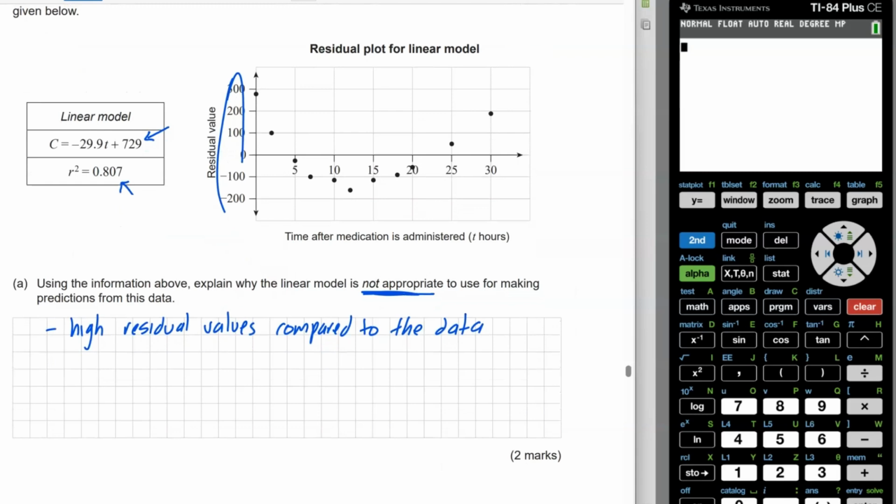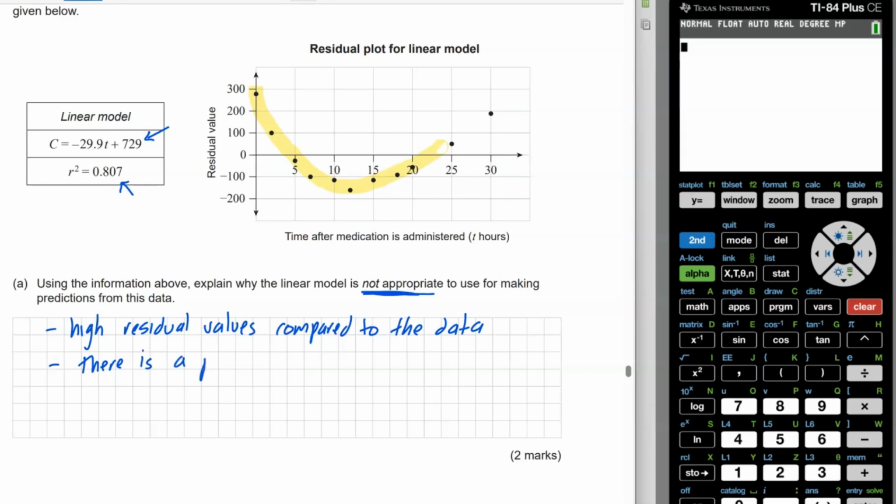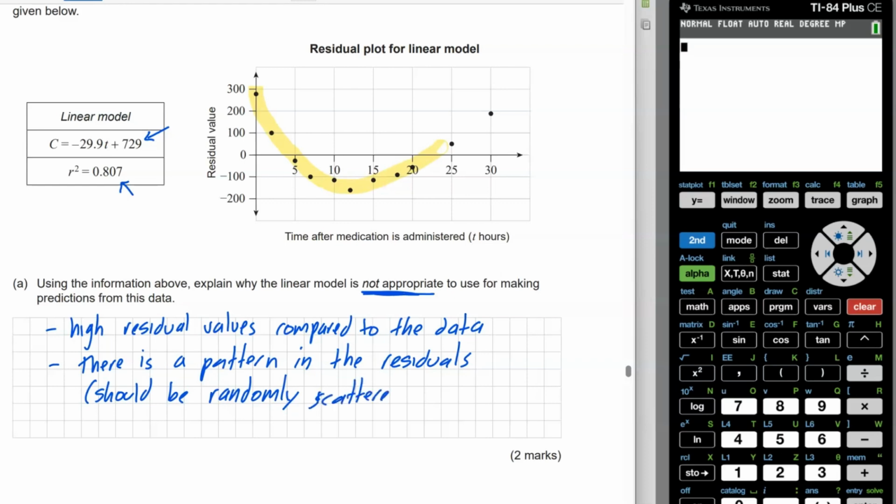And then also looking at this, we can see that we've got this pattern happening as well. So I'm going to say there is a pattern in the residuals. And that's the reason why it's not appropriate. You don't have to write this bit, but it should be randomly scattered if it was linear. So that's just using the information that was provided.